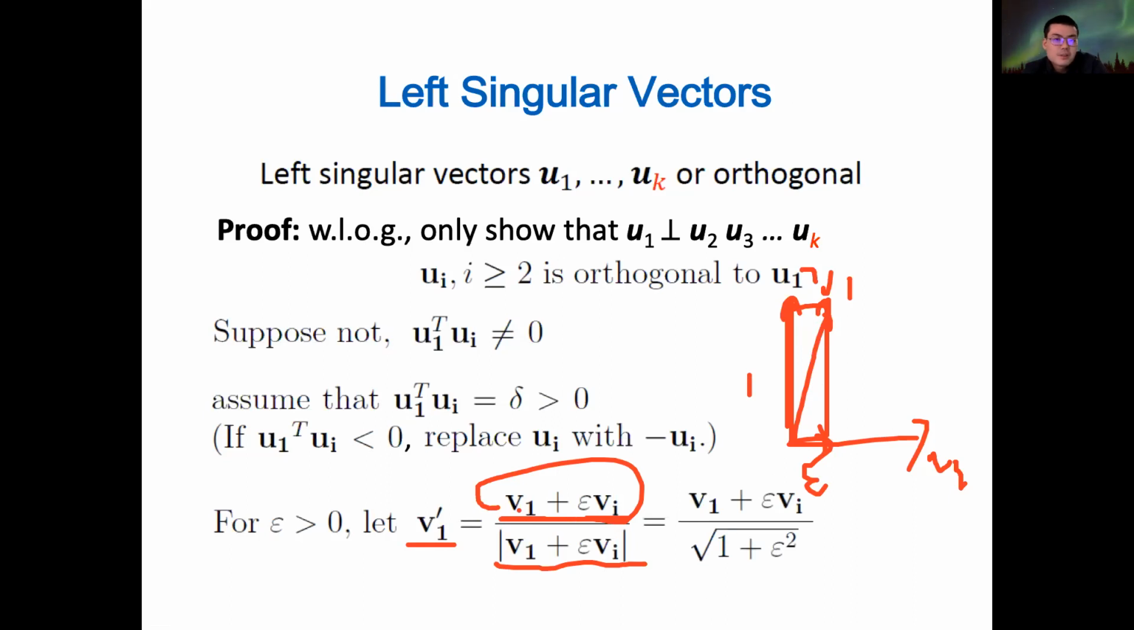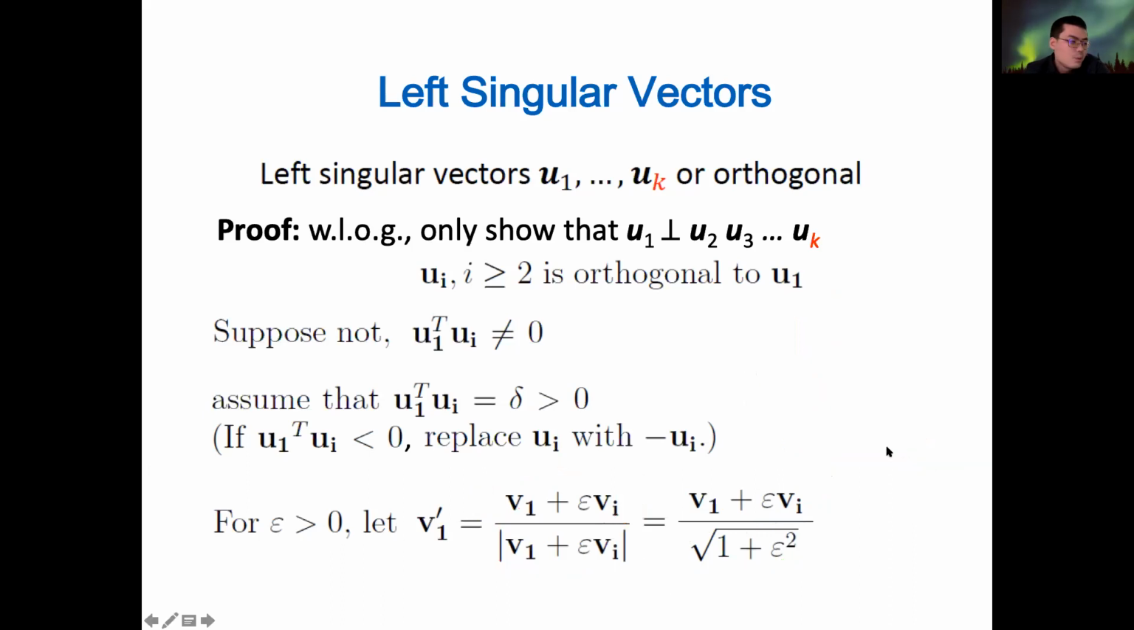And it's not difficult to see, because these two vectors, v1 and v_i, are orthogonal. This is by our selection of v: every v_i is orthogonal to the previous pieces. Because of this, if you look at this, this length is 1, this is v1, the unit vector, and this length is epsilon. So what's this length? It's the square root of 1 squared plus epsilon squared.